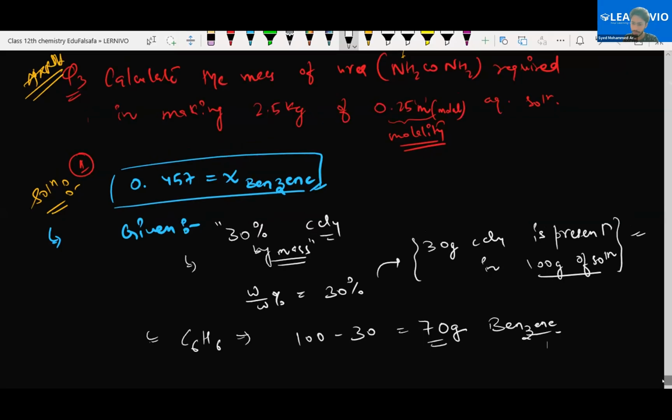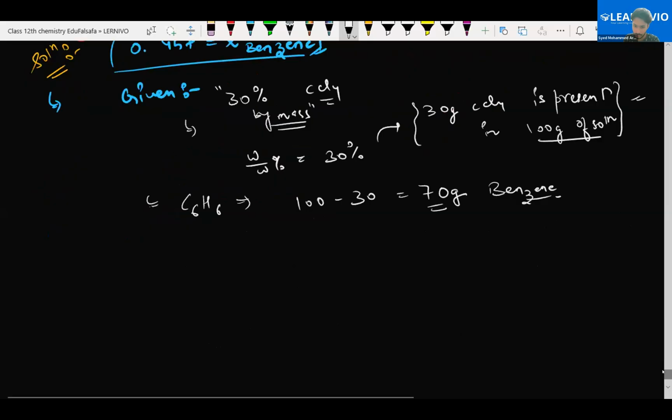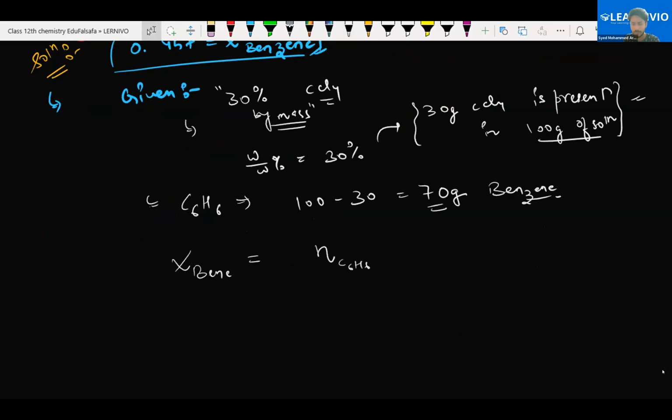You need to calculate the moles of benzene and carbon tetrachloride. So you need to find the moles of, first initially, the benzene C6H6. Then basically we are applying the formula: moles of C6H6 plus moles of CCl4. This is the simplest thing.